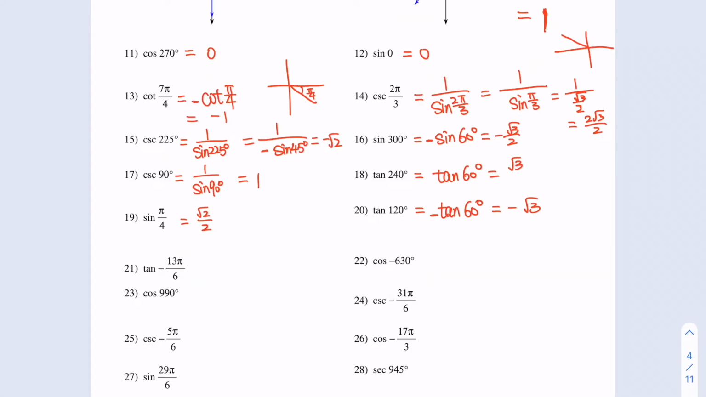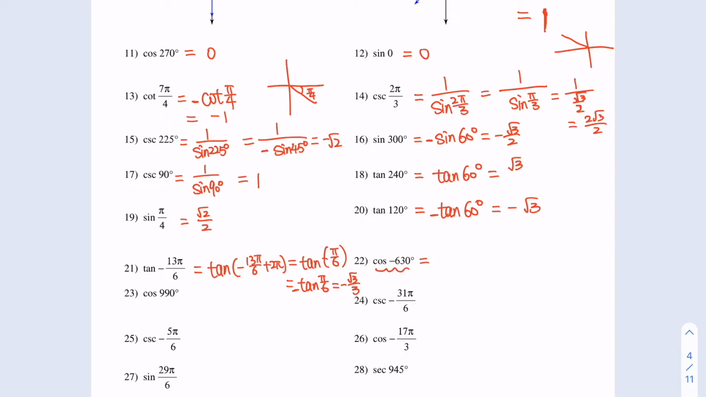Tangent negative 13 pi over 6. This one is bigger than 2 pi in magnitude, so first we can add 2 pi. Because the period is pi, we can add 1 pi, add another pi. So make it tangent negative pi over 6. If you don't like the negative, you can change it to negative pi over 6 in the fourth quadrant. Reference angle pi over 6, negative, gives us tangent 30, negative radical 3 over 3.